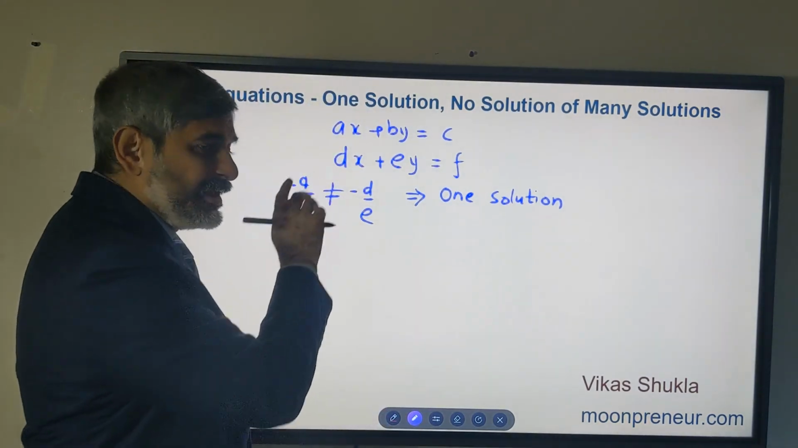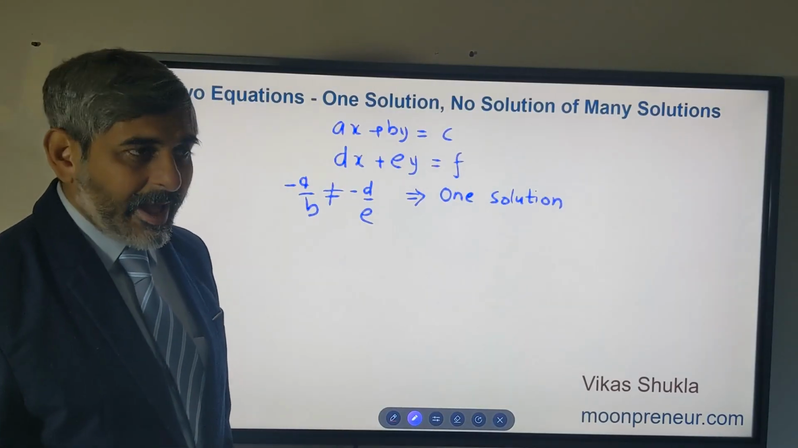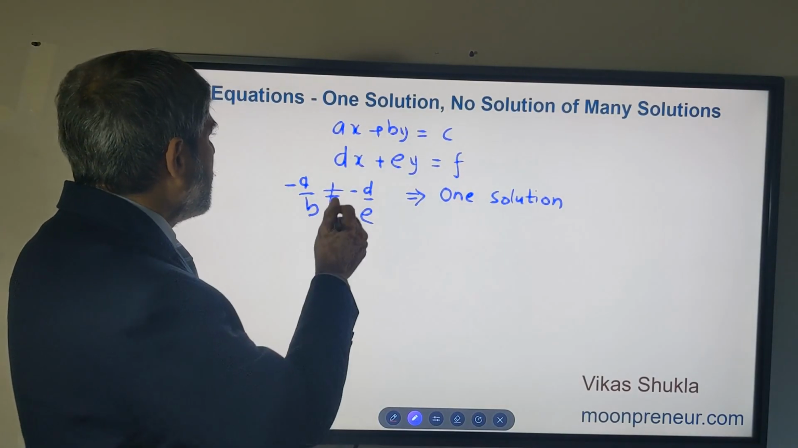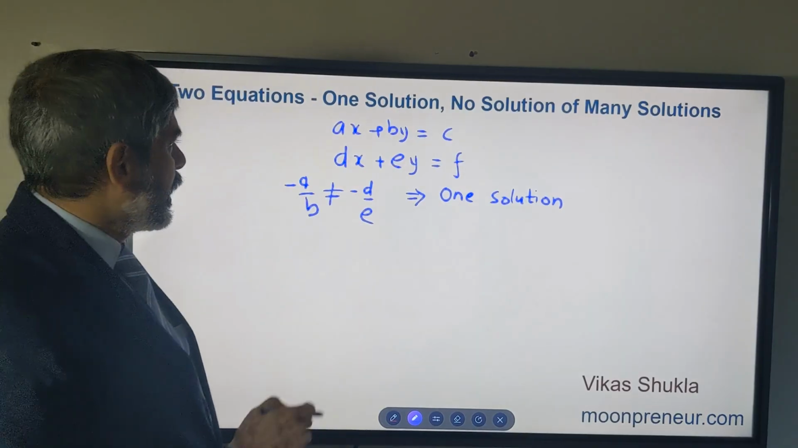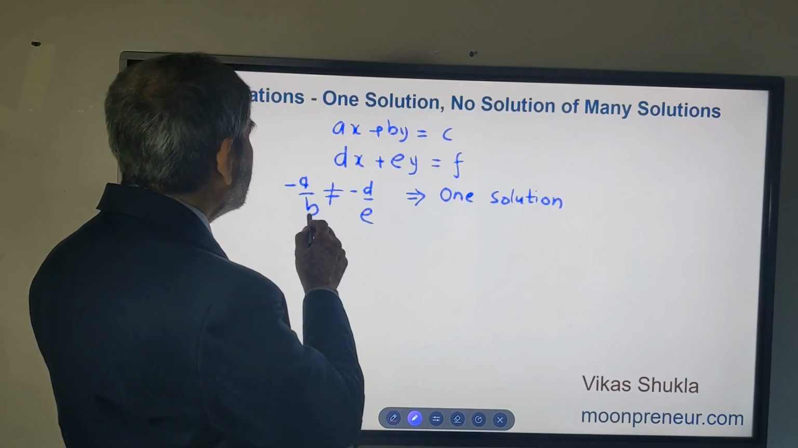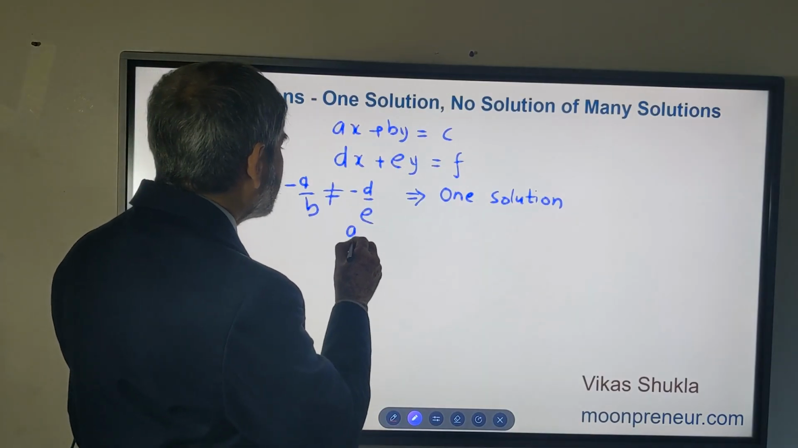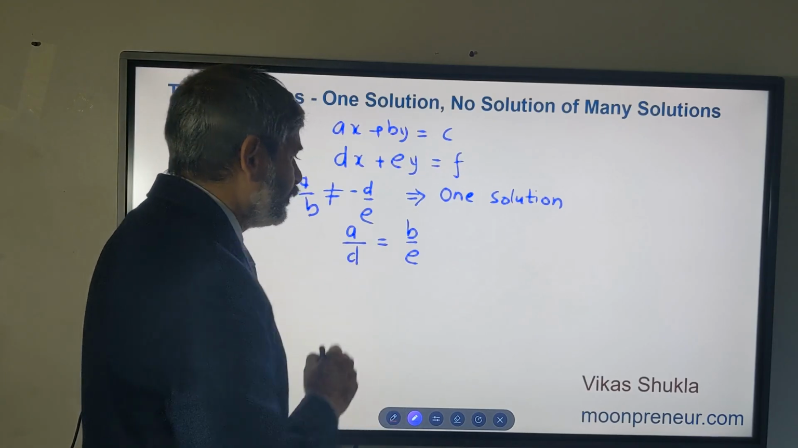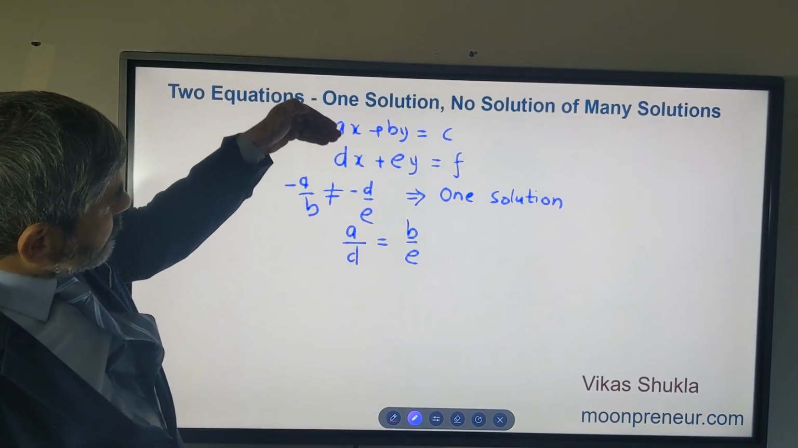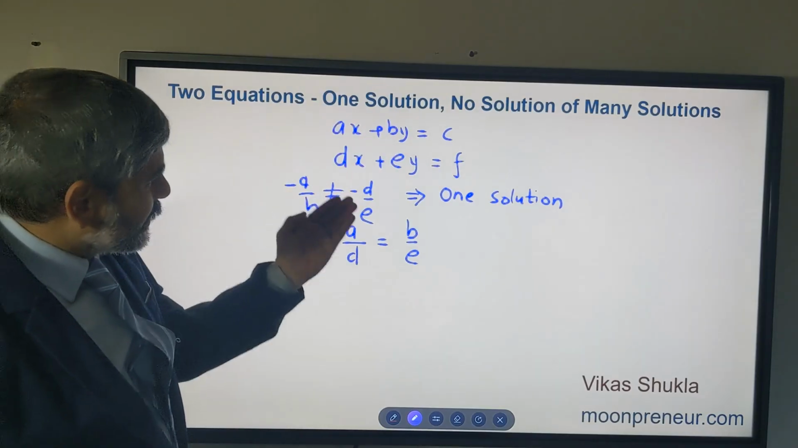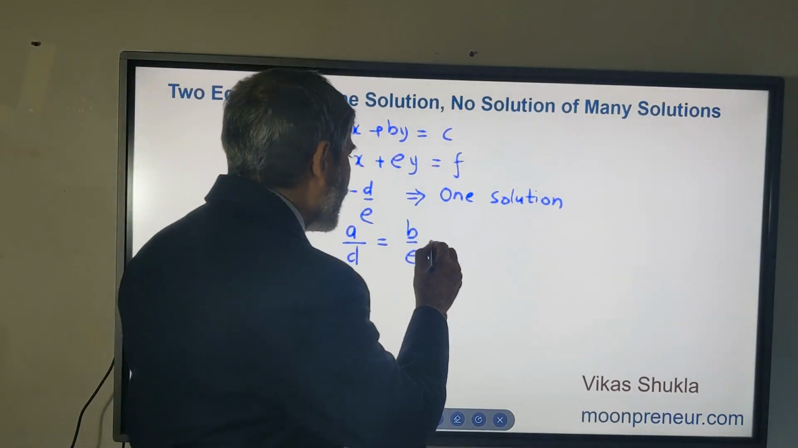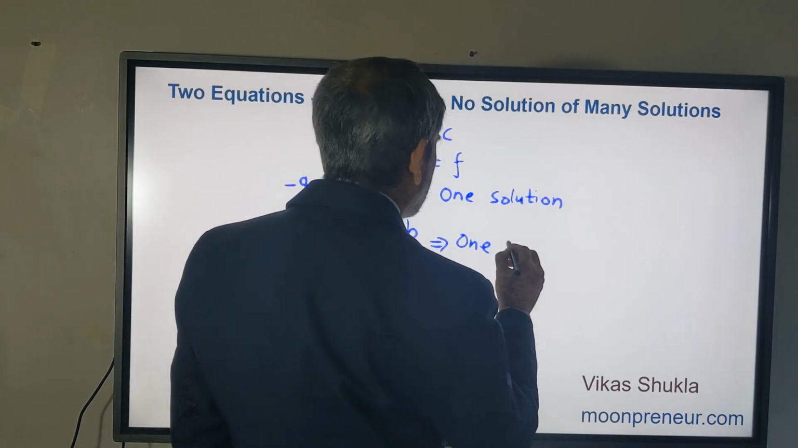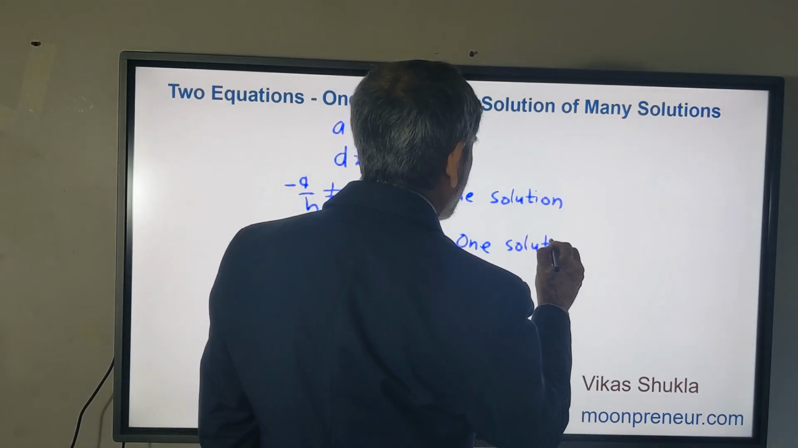Now if I rearrange the terms, to make it easy to see, by removing this minus sign and bringing d here and b over there, we write it as a by d is not equal to b by e, which means we just need to compare these fractions, this upon this, and see if these are equal. The idea is still the same, and these must be not equal, and then we will have one solution.